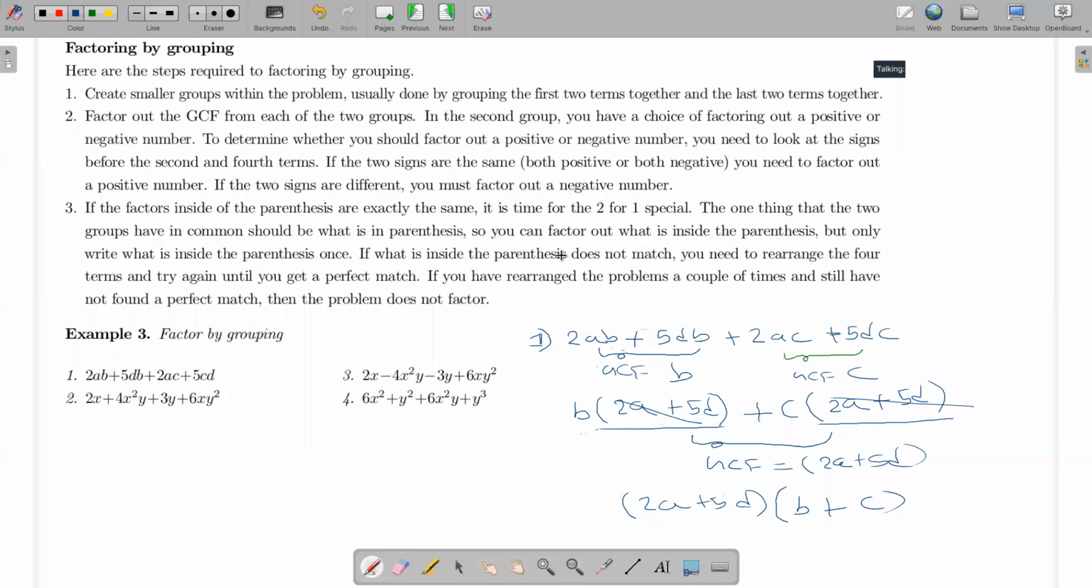Okay. So try this second one and send me the answers. I'll give 5 minutes.